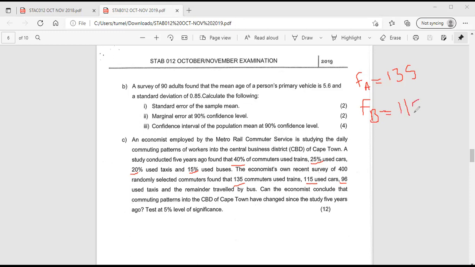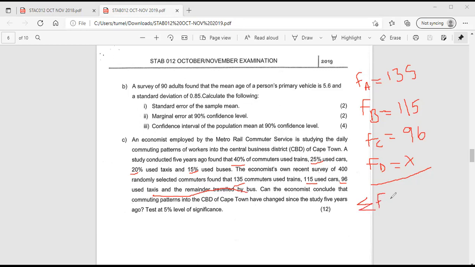It's 115. The observed for C would be 96. And then the observed frequency for D, we don't know it because it's not given. They just said, and the remainder was traveled by bus. So you'll get a mark for calculating this unknown here. And how are you going to calculate it? We are going to add the observed frequency of A, B, C.